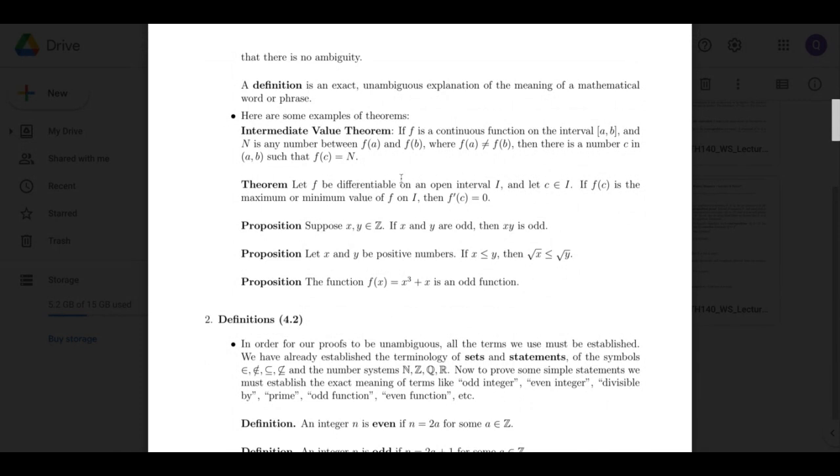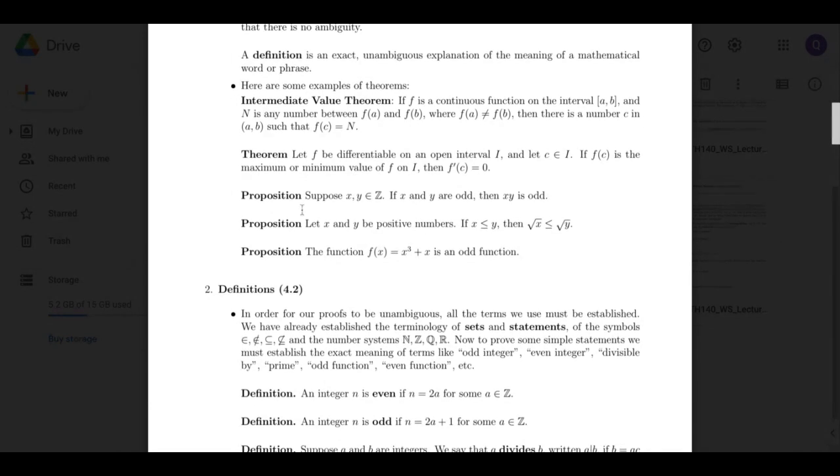Theorem: let f be differentiable on an open interval I. So I is any interval, right? You can think of it as an interval from a to b. And let c be a number in this interval. If f of c is the maximum or minimum value of f on this interval, then f prime of c equals 0. Right? That means there's a certain point there whose tangent line is parallel to the x-axis.